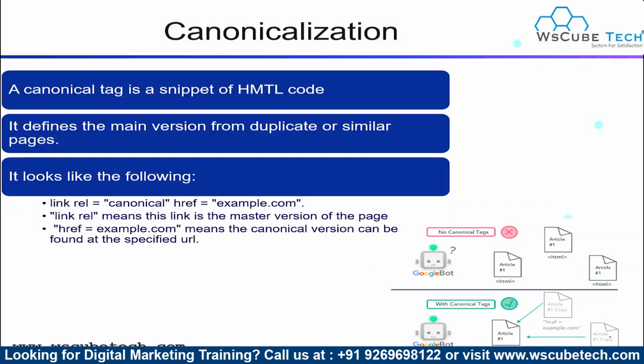So canonicalization is a tag, a snippet of HTML code, that is your HTML code, and it defines the main version from duplicate or similar pages. And it looks like this: link, rel, canonical, href equals example.com, where that particular link rel means that this link is a master version of that particular page, where href equals example.com means the canonical version can be found at the specified URL.